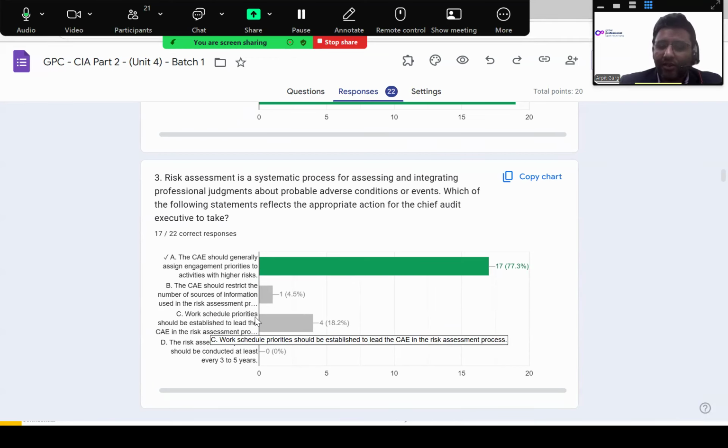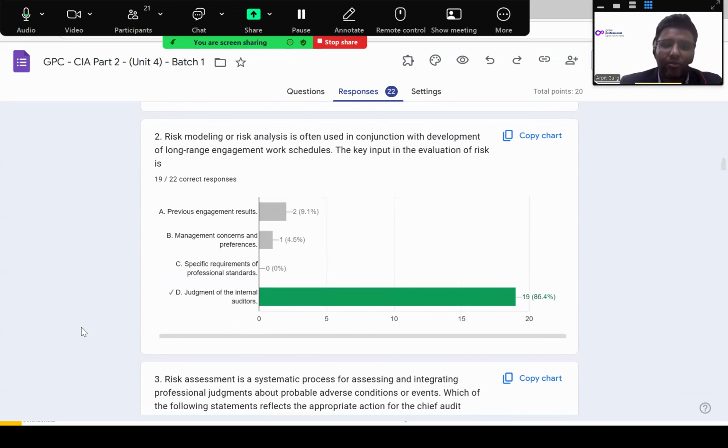What is it? The risk assessment process will tell you what the work schedule priorities are, or work schedule priorities will lead to risk assessment. What did we learn? Generally, the outcome of risk assessment tells you what you need to prioritize, right? Do you agree with me? Yes or no? Yes. So C is not the right statement; A is more appropriate here.